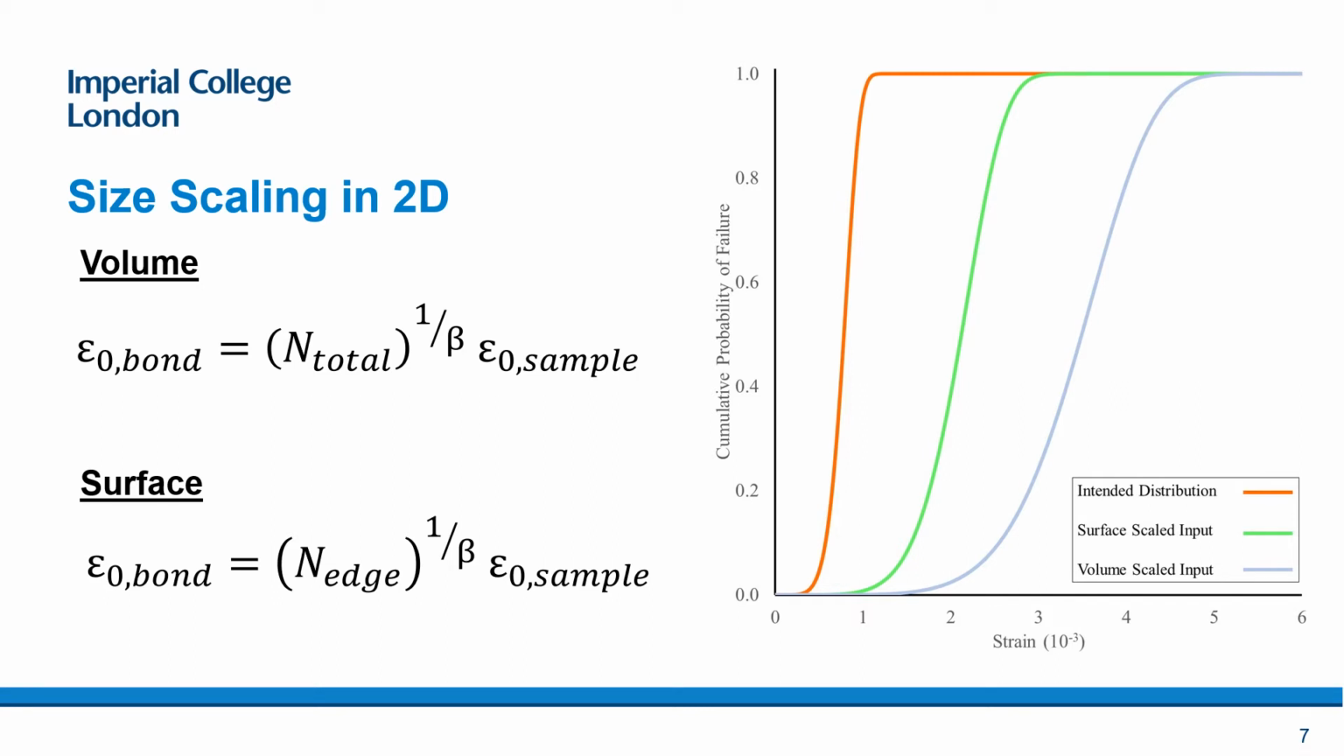Real materials scale according to either their surface size or their volume, depending on whether they are something like a glass with a near perfect bulk but flaws on the surface, or a bulk ceramic where flaws have nucleated throughout the body. To represent this, we modified the scaling equation to include either all of the material points or just those at the surfaces under stress.